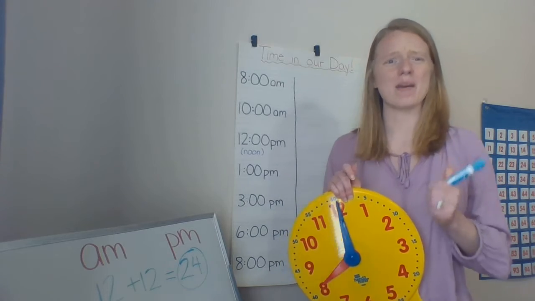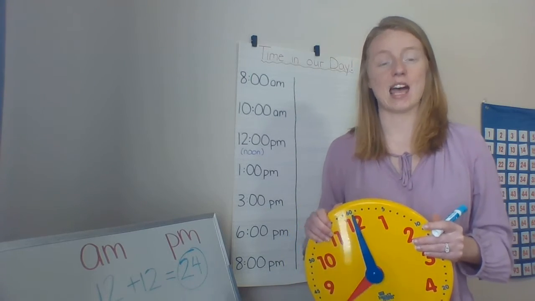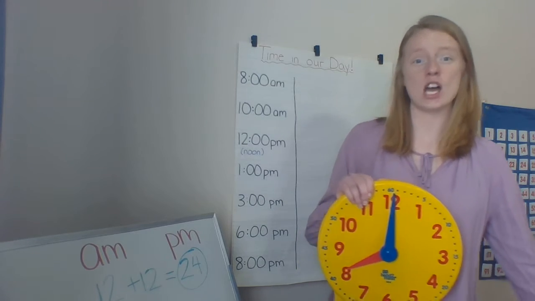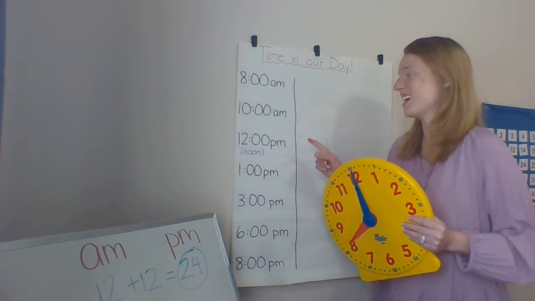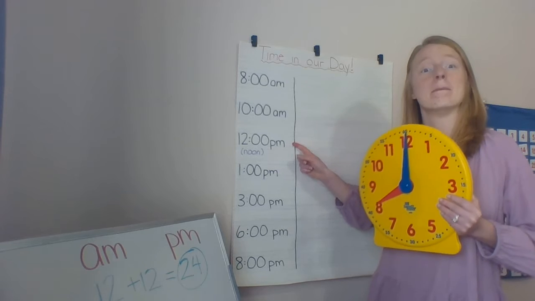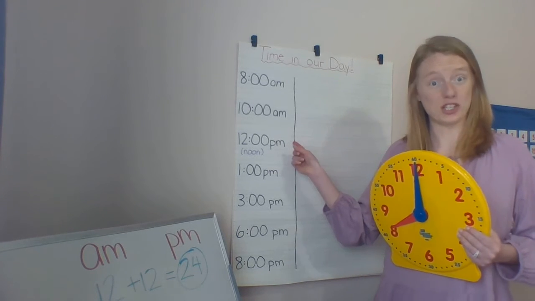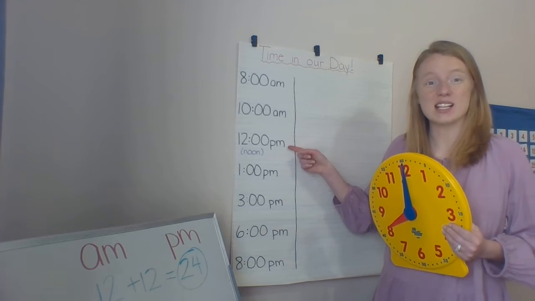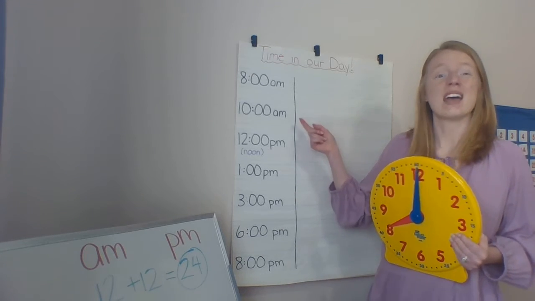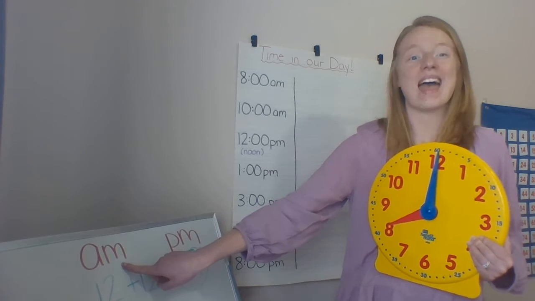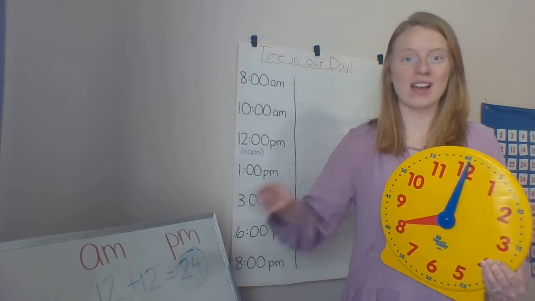So AM comes from a phrase in Latin that means before noon or before midday. So noon is 12 o'clock in the middle of our day. Okay, so this would be around lunchtime. So any time that is before lunchtime is AM, it's before midday, and we call that the morning.